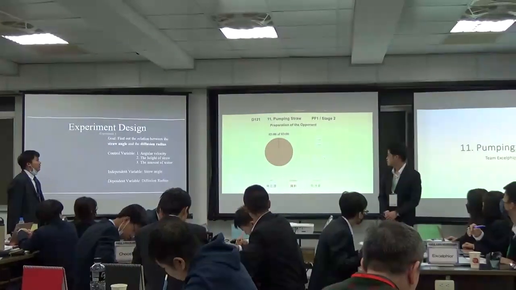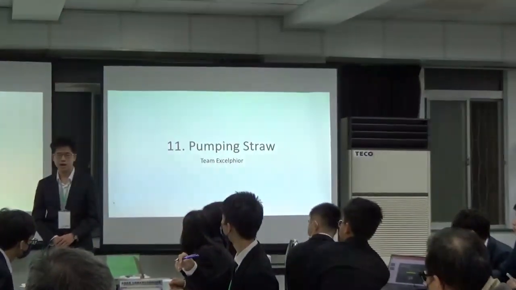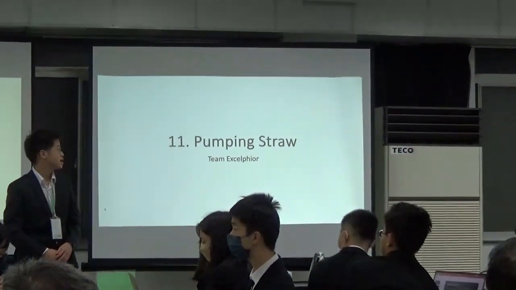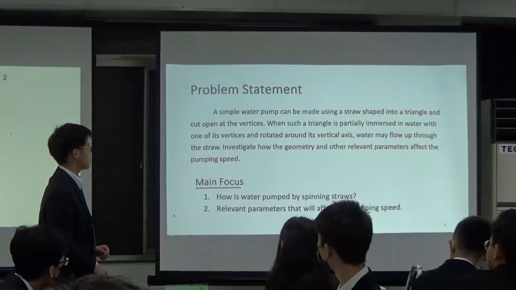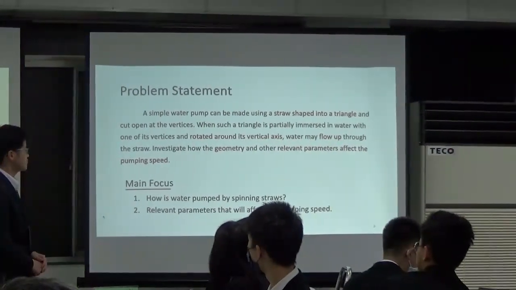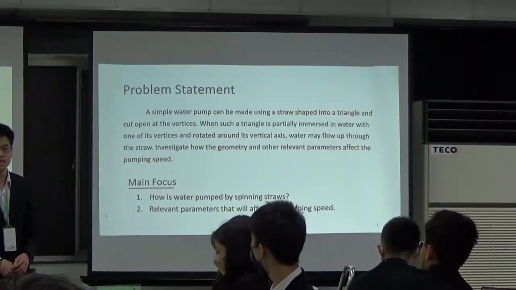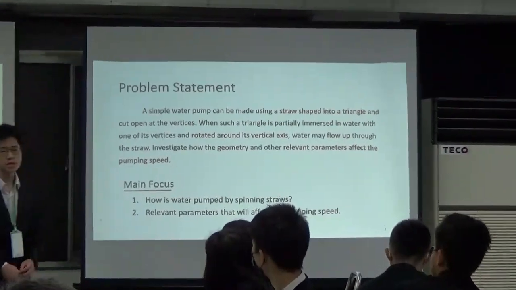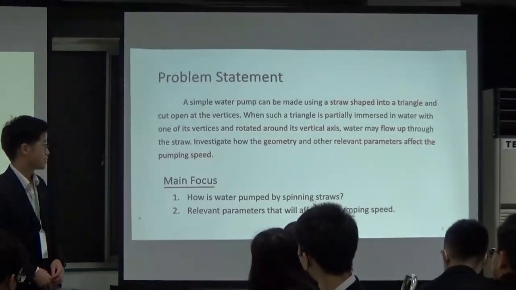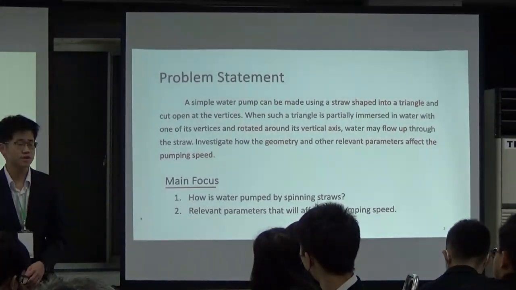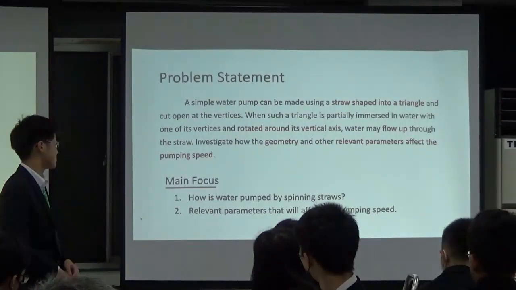You may start the discussion stage. Honorable judges and fellow competitors, I'm the opponent from Team Excel here, and today I'm going to oppose problem 11, pumping straw. Problem statement: a simple water pump can be made using a straw shaped into a triangle and cut open at the vertices. When such a triangle is partially immersed in water with one of its vertices and rotated around the vertical axis, water may flow up through the straw. Investigate how the geometry and other relevant parameters affect the pumping speed.